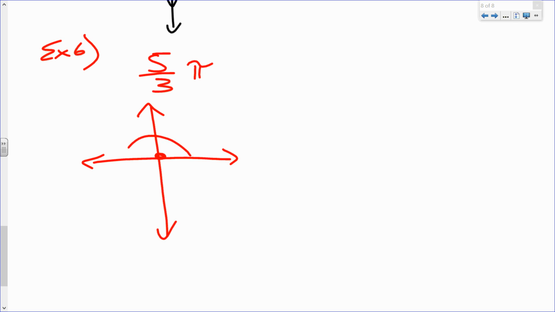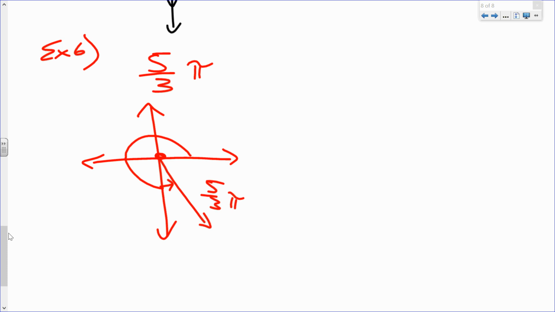So 1 pi, 1.5 pi, and I'm going to go to 0.7. So about right here. There it is. You just estimate at that point when you get to after 0.5. As long as it's around the ballpark, you're going to be good on the quiz. So this would be 5/3 pi radians.